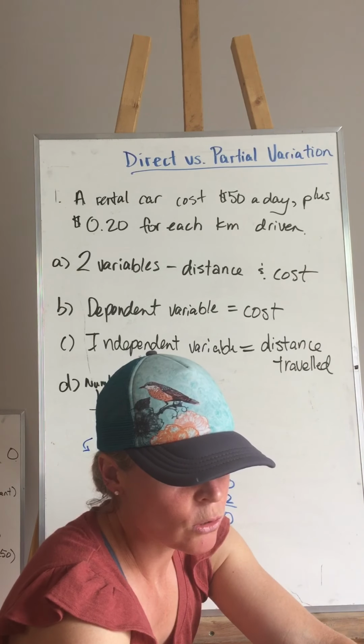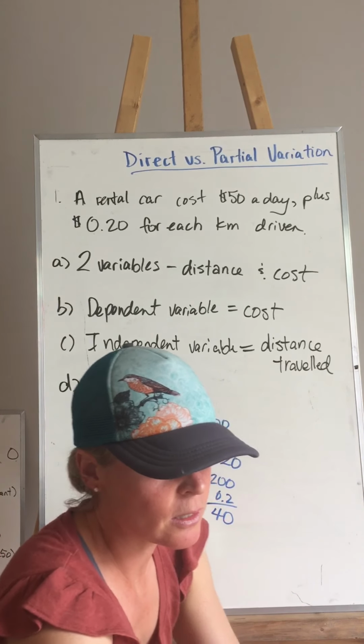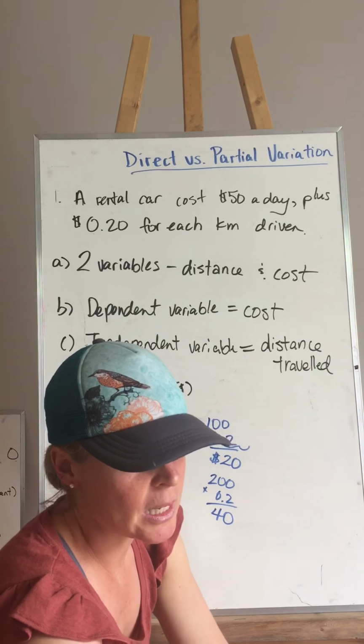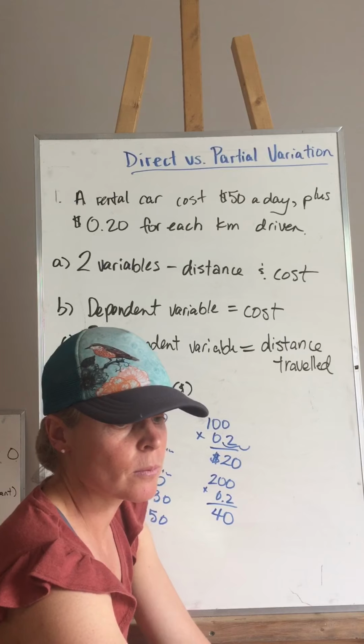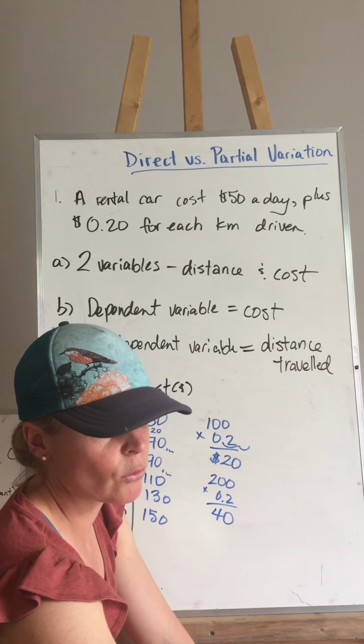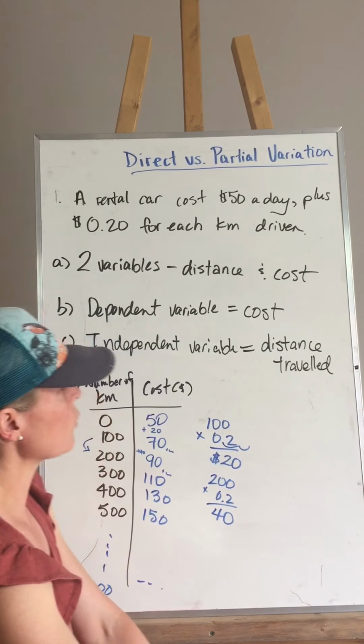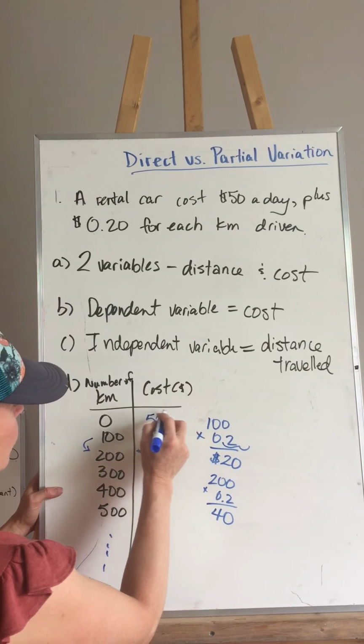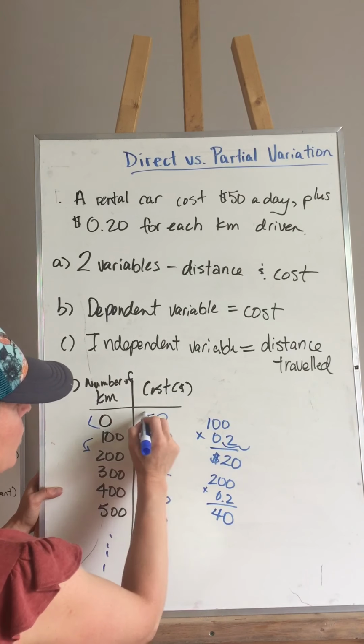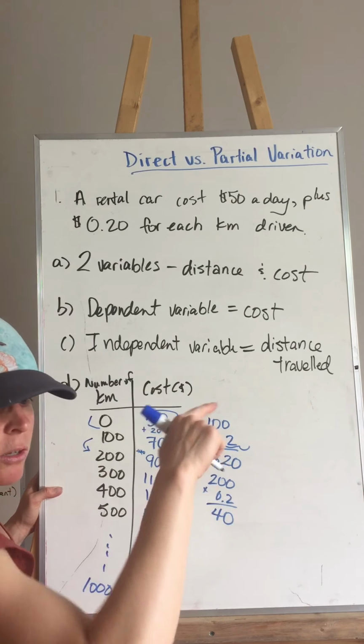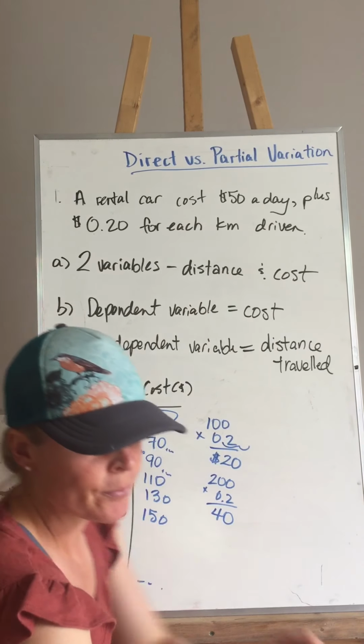E asks you to graph it, and they've nicely put the units on the bottom. They've done the scales for you. So there's number of kilometers, there's cost. So you can put your points in. At 0 kilometers, your cost is $50, and you're going to draw your line.